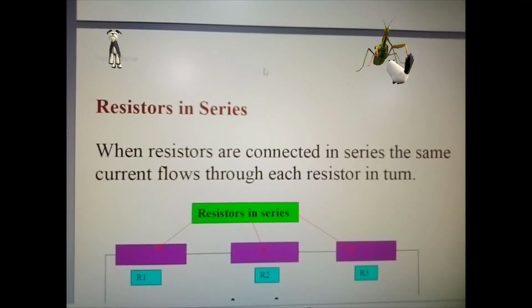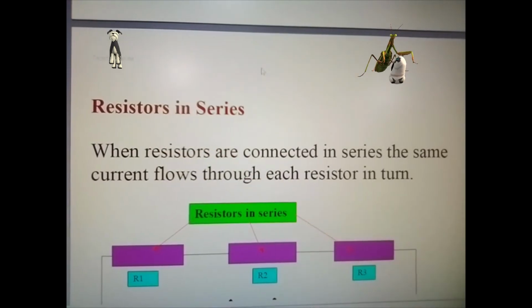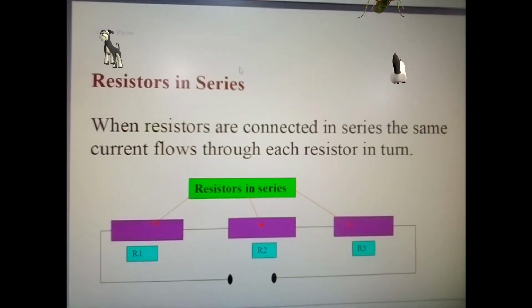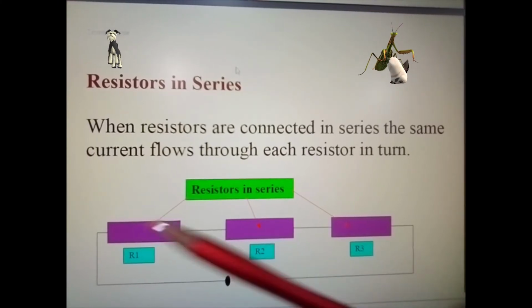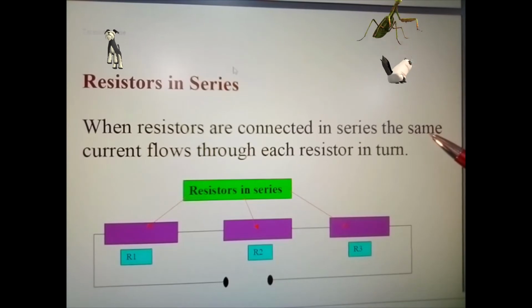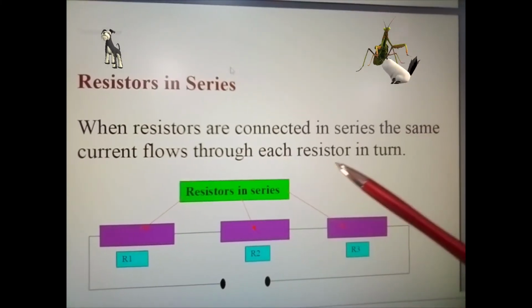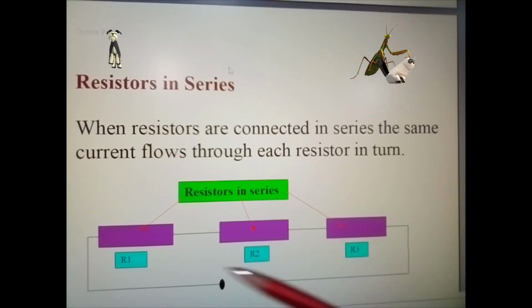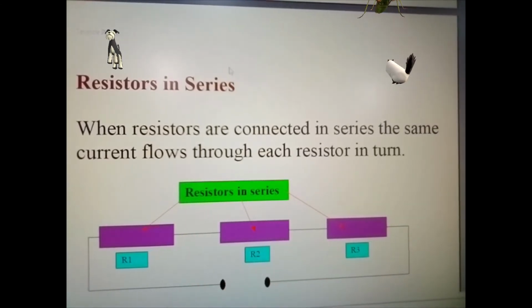And here I'm showing you resistors in series, okay? Let me just go up a bit more, okay? When resistors are connected in series, the same current flows through each resistor in turn. So you can see R1, R2, R3, the current will be the same in each. It will not change.